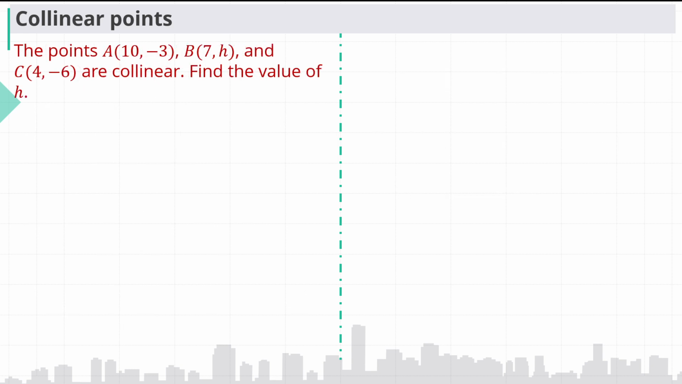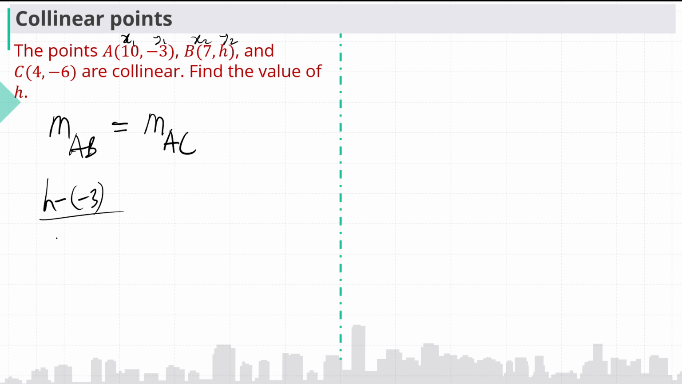And next question. The points A, B, and C are collinear. Find the value of h. If the 3 points are collinear, then the gradient using the 2 points A and B should be the same as the gradient using the 2 points A and C. So point A is x1, y1, point B is x2, y2. So our left hand side becomes h minus 3 divided by 7 minus 10.